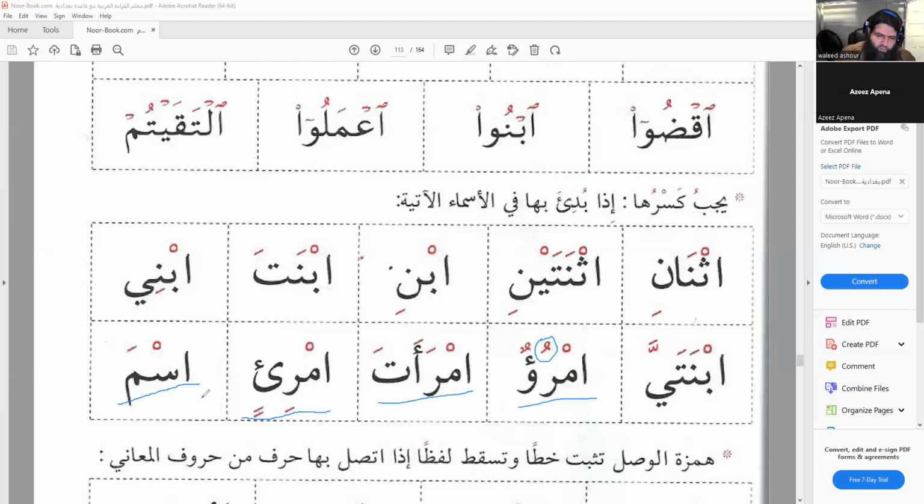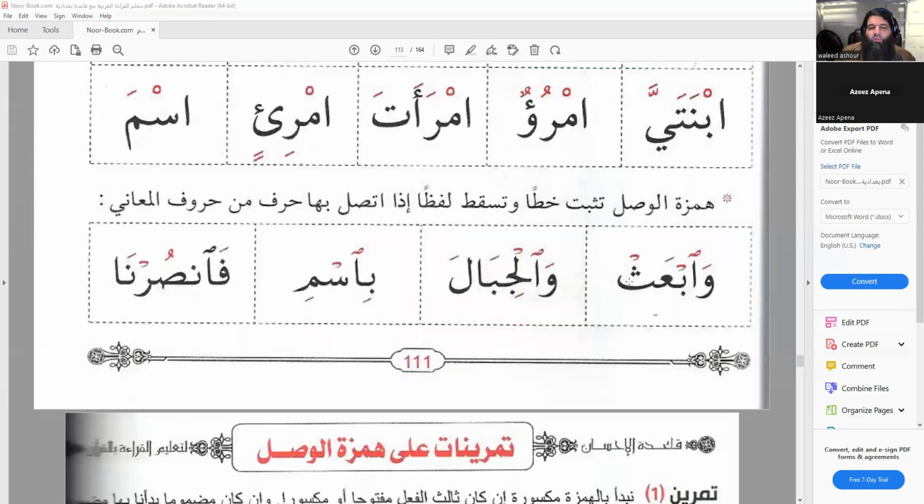Isma. Very good. And then these last examples are showing you that if we connect hamzatul wasl with a letter that comes before it or a word that comes before it, then we're going to ignore the hamzatul wasl as if it doesn't exist. So how would you say this word?